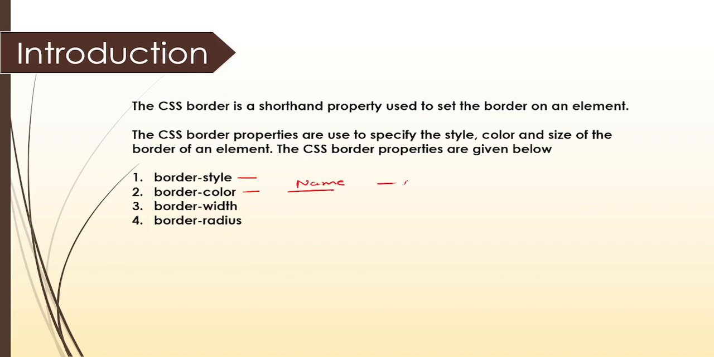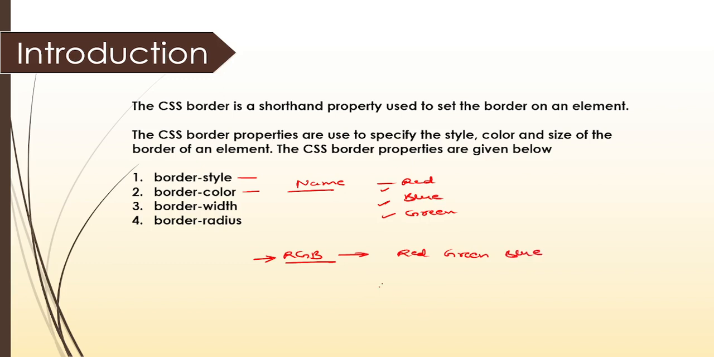For example, border color red, border color blue, border color green, whatever color you want, you can write its name directly. The second type we have is RGB. We have already discussed cascading style sheet color properties, where we covered this in detail. RGB stands for red, green and blue.